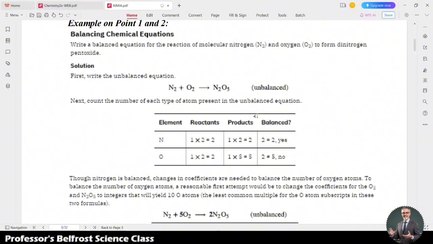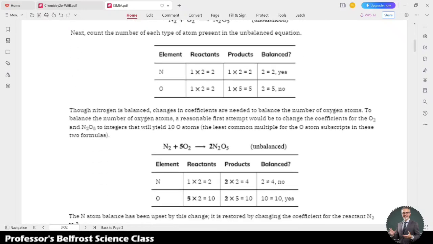For oxygen, we have 2 on the reactant side and 5 on the product side, which means the oxygen is still not balanced. To balance the oxygen, we see there's a problem because the oxygen is an odd number, so this is not a multiple of 2. If this were 6, or maybe 4, it might be easier for us to solve, but this is not a multiple of 2, so we need to find another solution. Which is what?